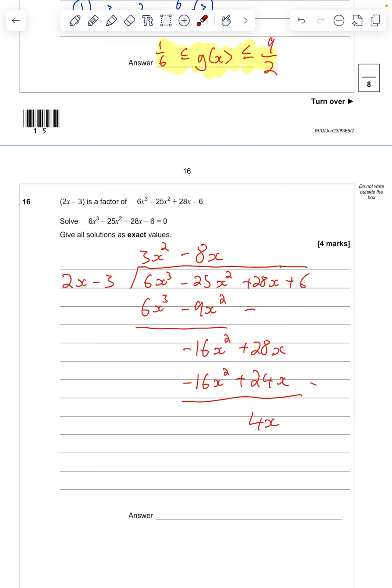And then you bring down the 6 over here. Okay, so it's going to be plus 6. And then you think, well, 2x times by what gives you 4x? Just 2. And hopefully, if all goes well, this should give you minus 3 times by 2, gives you minus 6. So we get to 4x and then minus 6. If we take these away, oh, I made a mistake somewhere, because that gives you 12.